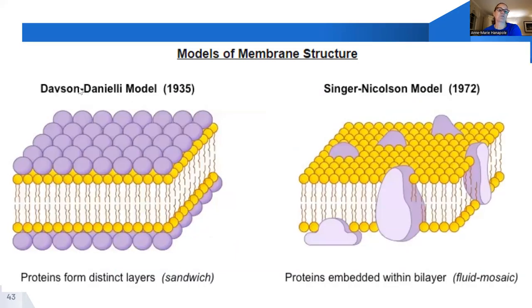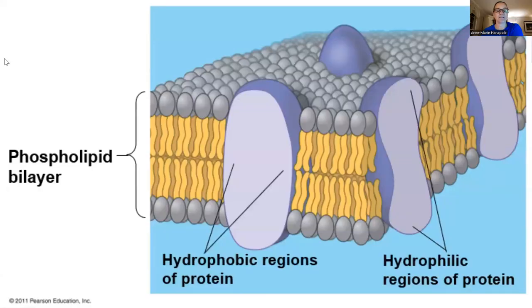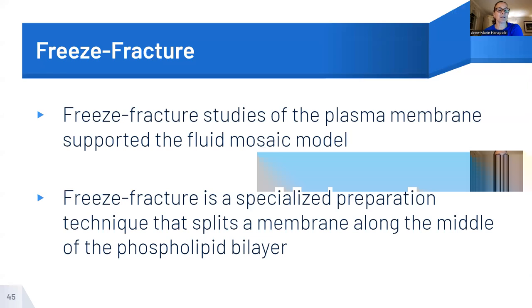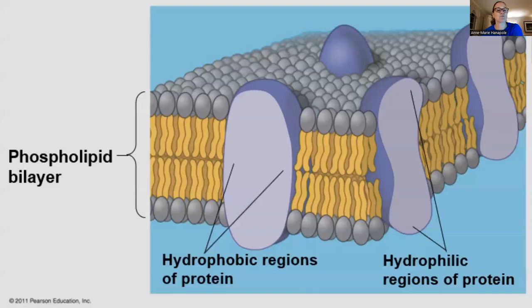Here's the picture showing you the Davson-Danielli model on the left, which we now know is not correct, and then the Singer-Nicolson model on the right, and that is the correct structure of the cell membrane. We now have better ways of imaging the cell membrane and verifying the structure. But originally, the Davson-Danielli model is what they believed the membrane was like. So it again is a fluid mosaic model, mosaic because it's made up of all of those different components to make the overall structure. But it's fluid because those molecules, those structures, can move. And that's the fluidity of it.